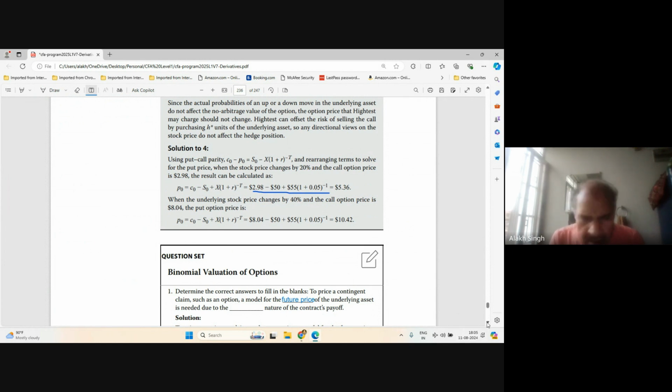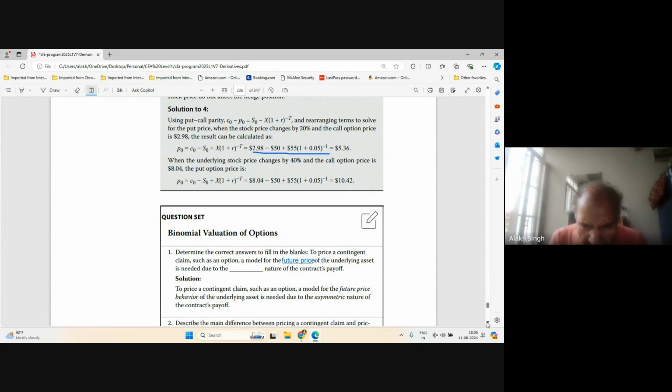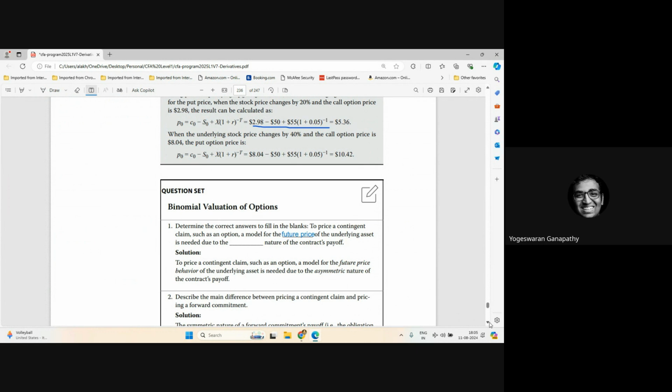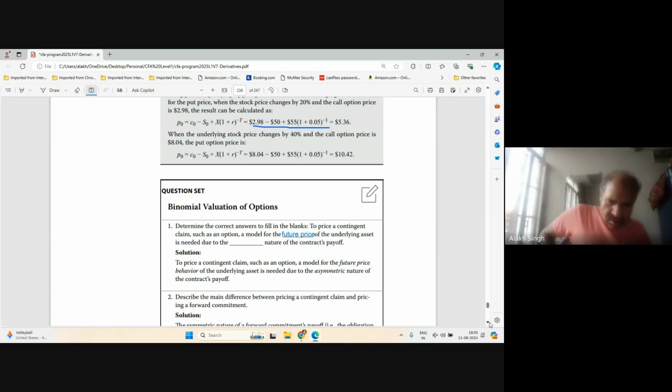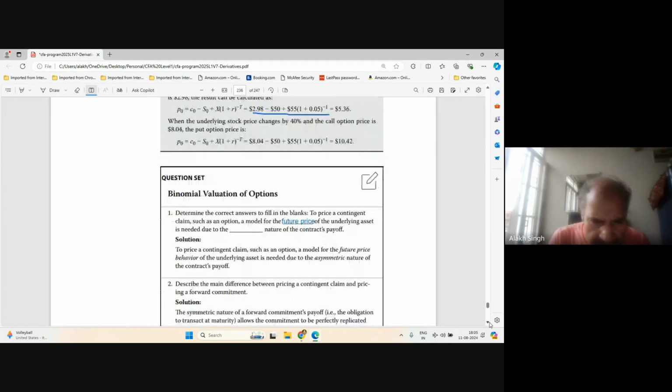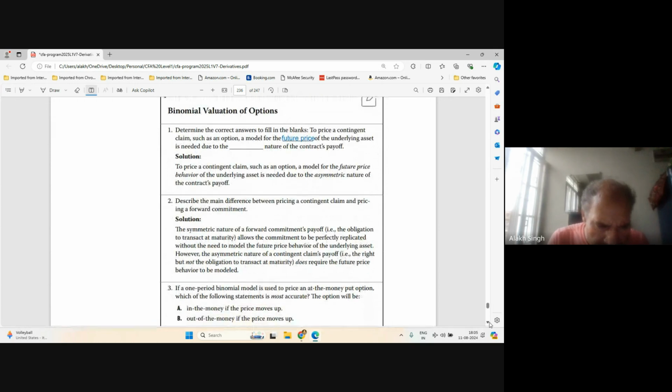Let's see what is the answer here. A model for the asymmetric nature. Yes, contingent is asymmetric, so both have the same meaning. Describe the main difference between pricing a contingent claim and pricing a forward commitment. Symmetric, asymmetric.